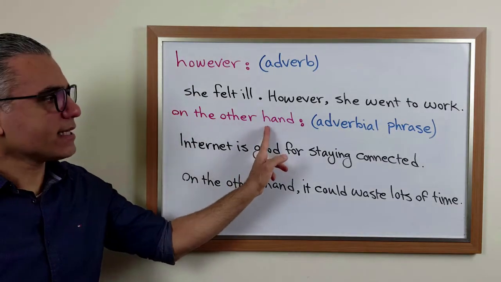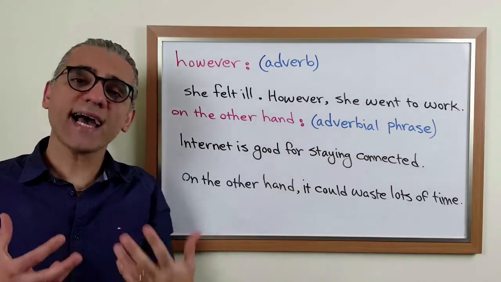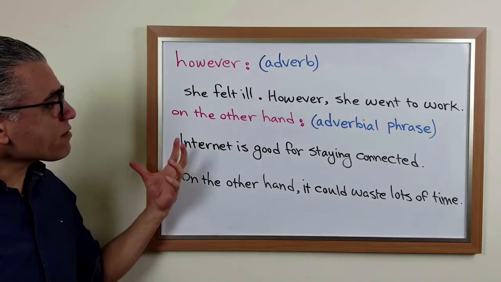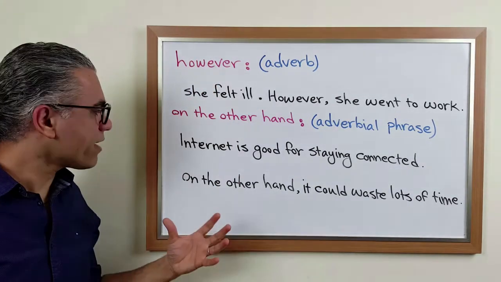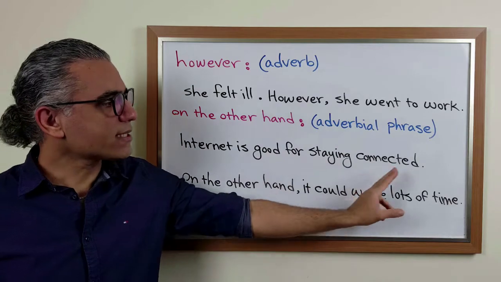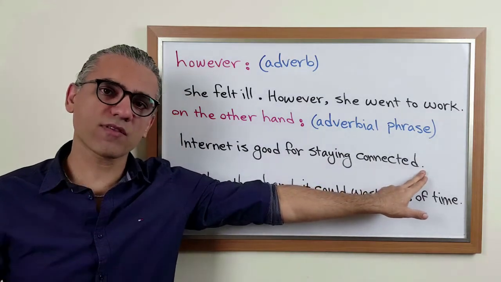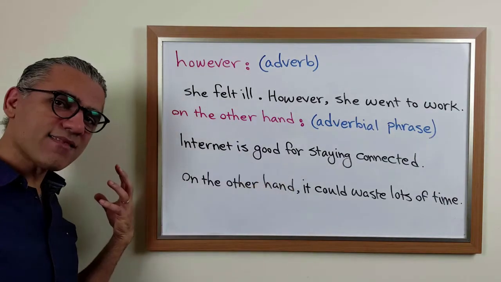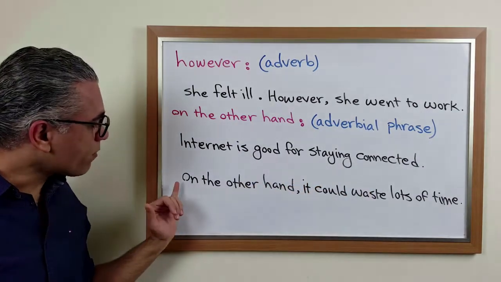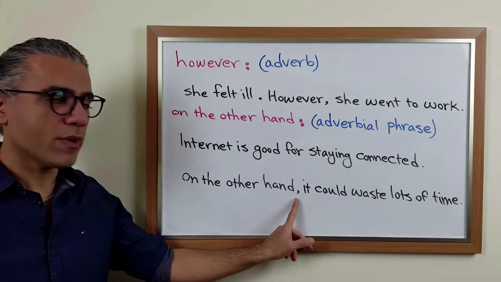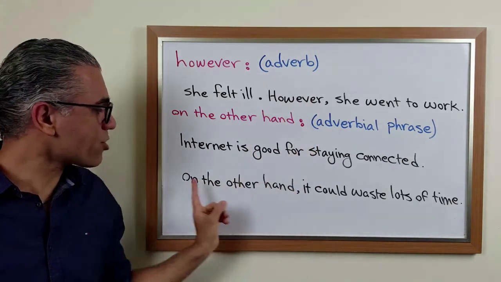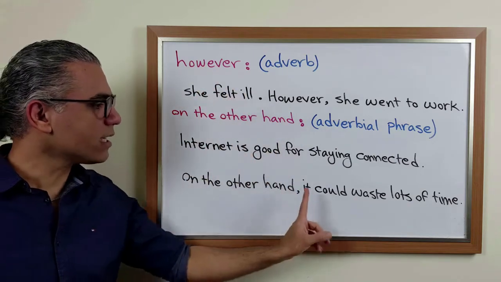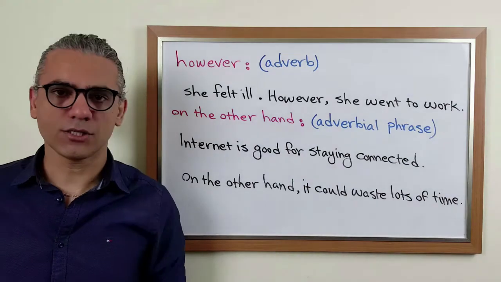On the other hand is an adverbial phrase. It means it's an adverb, but in the form of a phrase. And it is very similar to the use of however. Internet is good for staying connected. Again, we finish the sentence, full stop. Now, we want to show a contrast between the preceding sentence and the previous one. So, on the other hand, comma, just like however, we need punctuation before and after on the other hand. On the other hand, it could waste lots of time.